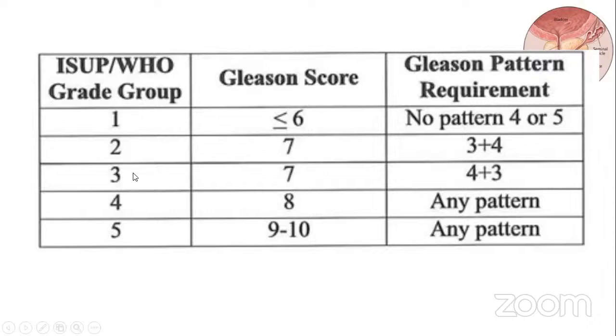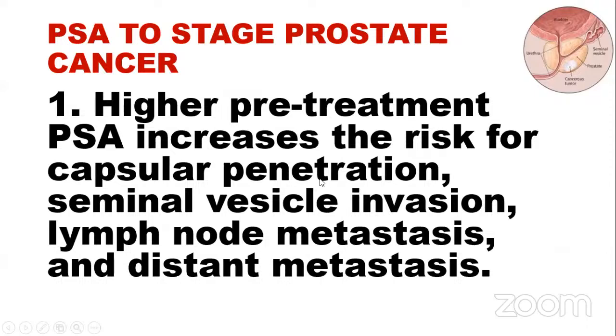So the most important two grades in WHO or ISUP are grade 2 and 3. Grade 2 is 7, specifically 3 plus 4. Grade 3 is 7, and also 4 plus 3 in the Gleason pattern.